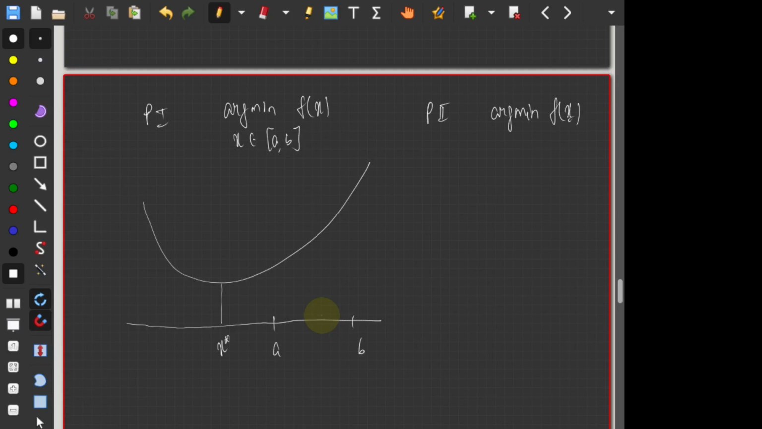Yeah, so it's going to be the minimum of f(a) and f(b), whichever is the minimum of those two, right? And that's especially because we've chosen this function to be a convex function, right?